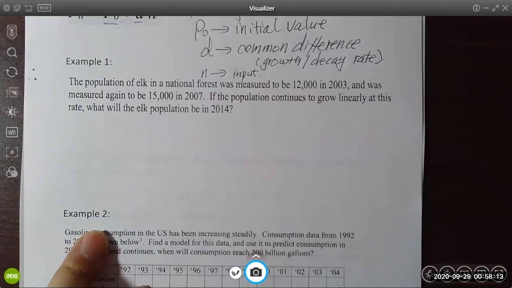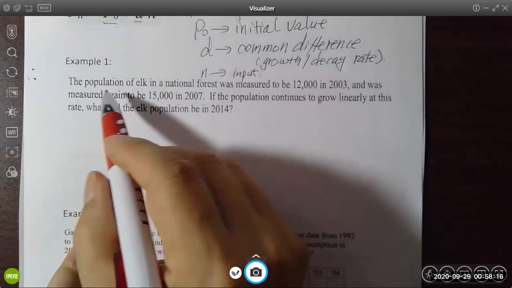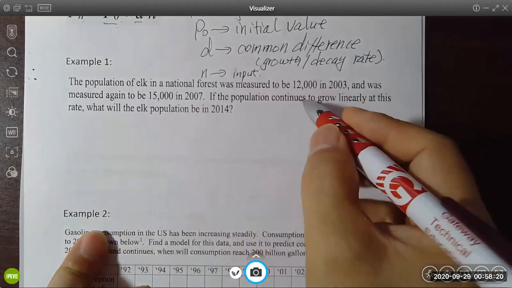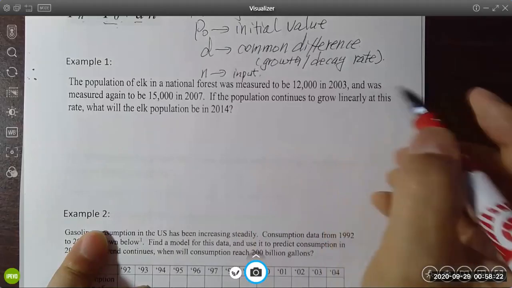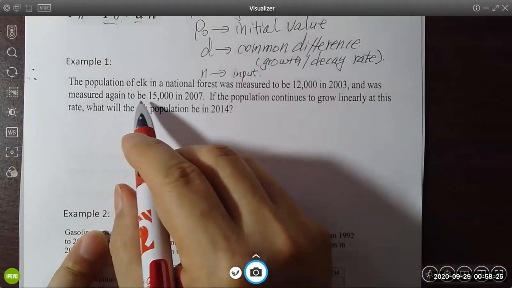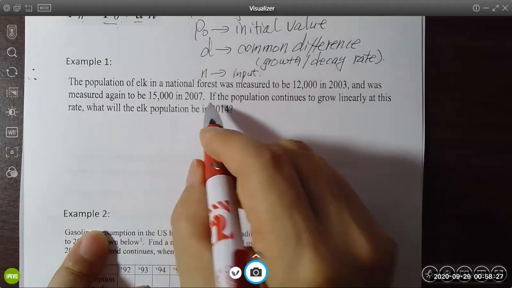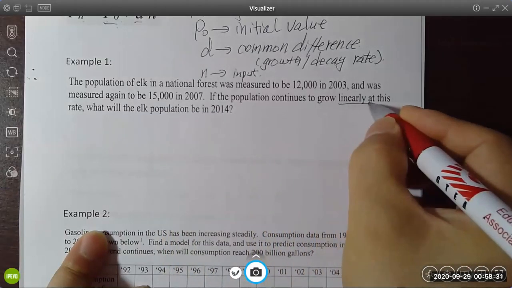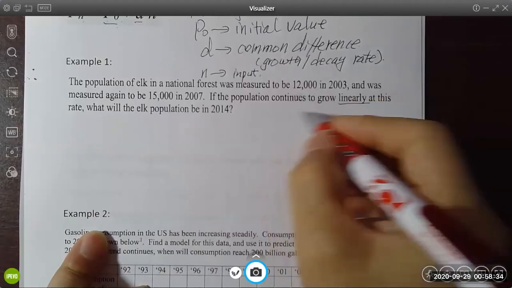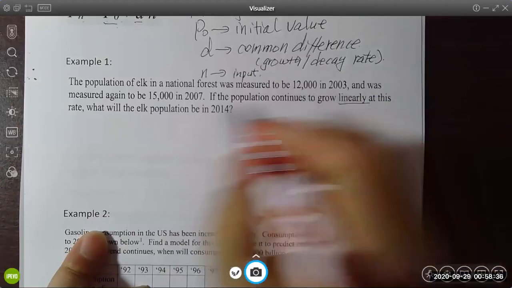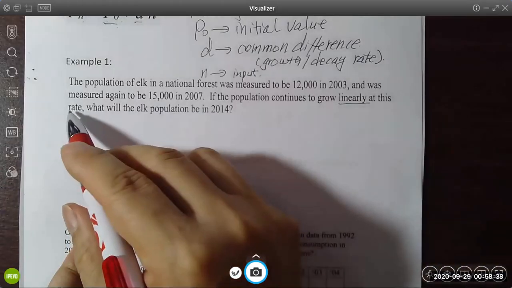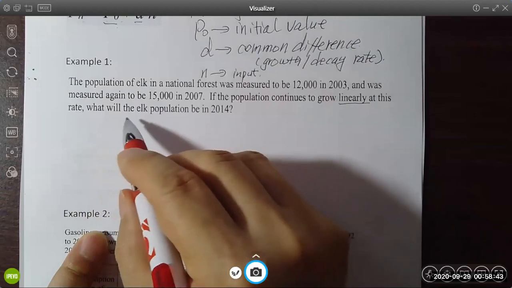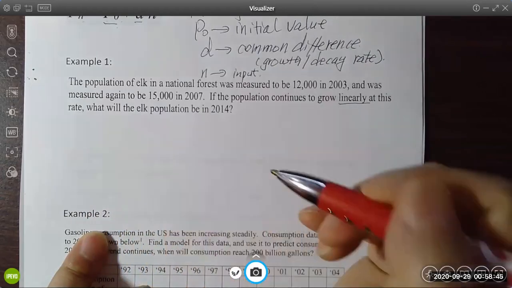Okay, now let's look at example 1. It says the population of elk in the national forest was measured to be 12,000 in 2003 and was measured again to be 15,000 in 2007. If the population continues to grow linearly, we are told growth is linear, at this rate, meaning it won't change, what will be the elk population in 2014?